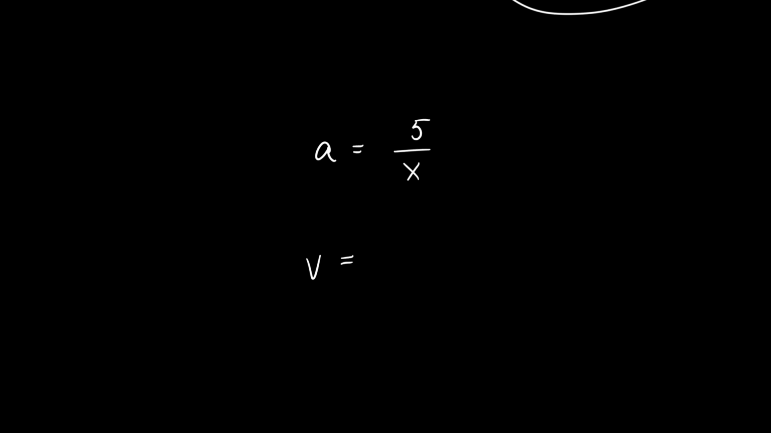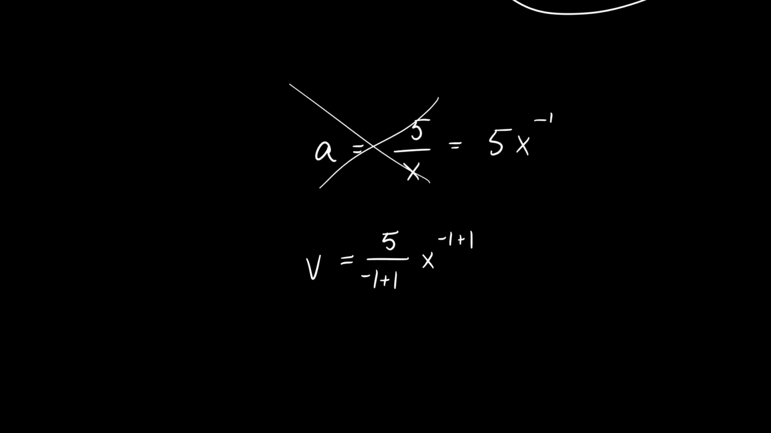If you don't see what that problem is now, I'll be very clear. This is 5x to the negative 1. If I attempt to use the polynomial rule, then I would have 5 divided by negative 1 plus 1, x to the negative 1 plus 1. Do you see your problem? Can't do it, can we? This does not obey the polynomial rule.